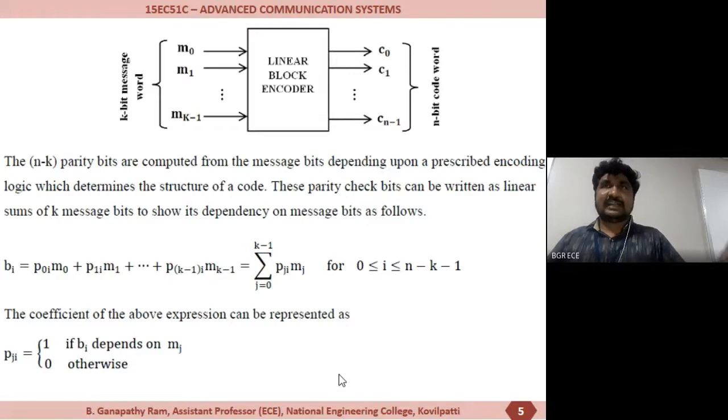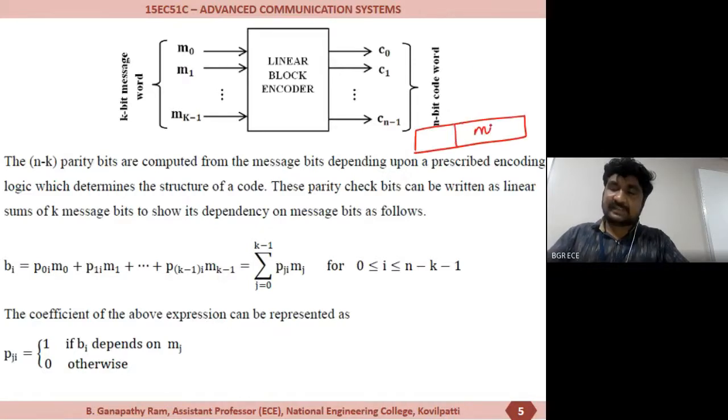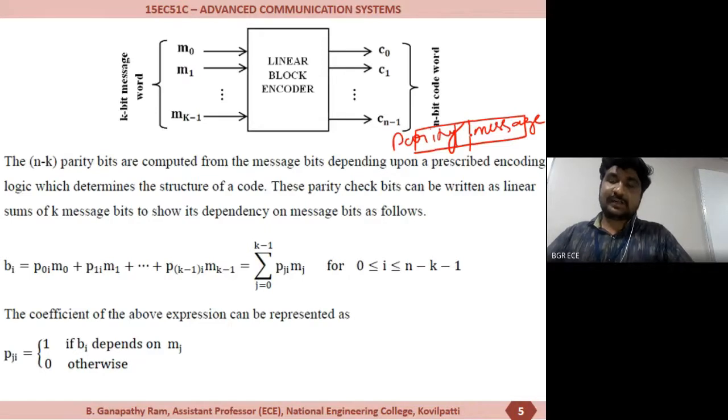Let us consider the block diagram of a linear block encoder, which consists of a k bit message word at its input and an n bit code word at its output, and the code word consists of two blocks. One is the message block and another one is the parity block. The message block of the code word can be directly written from the message word without any combinational logic circuit. And the combinational logic circuit is producing the parity bits itself.